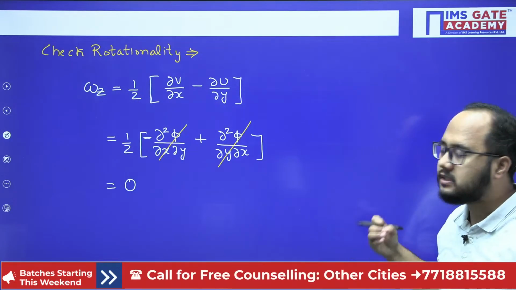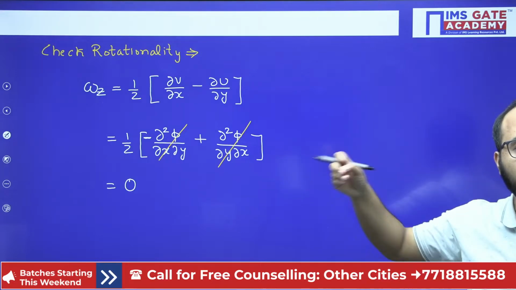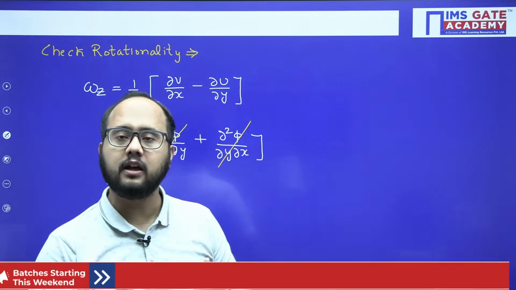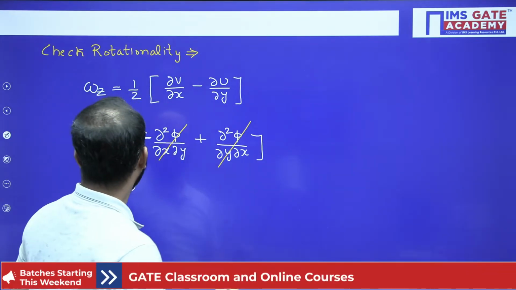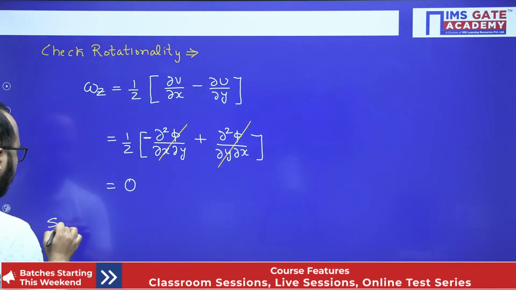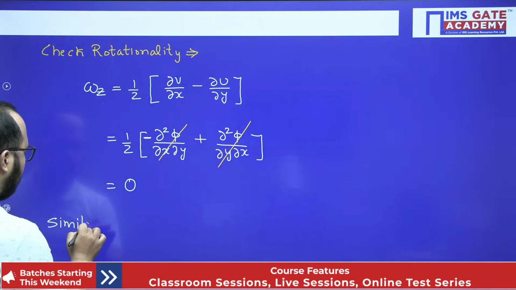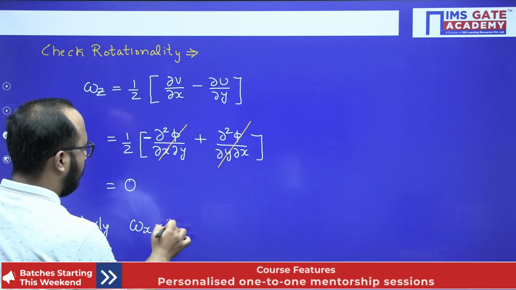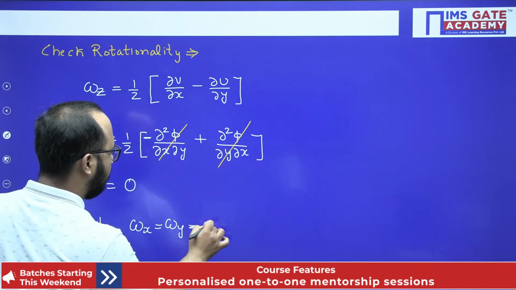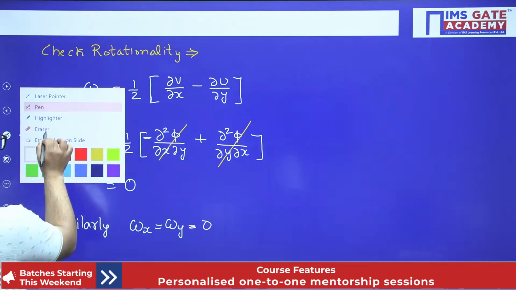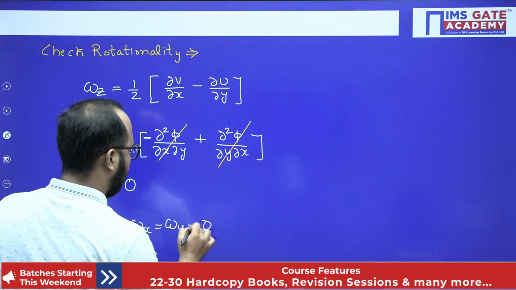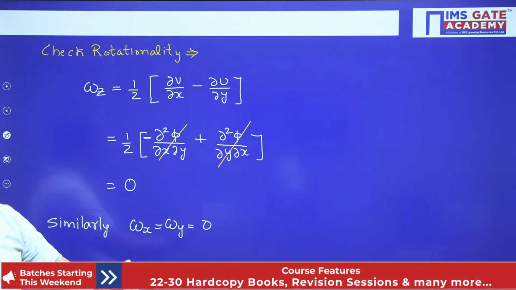And similarly, if you check for omega x and omega y, both will be 0. Both the values will come out to be 0 only. Omega x, omega y, also 0. This is the point. Omega x, omega y, both are 0.